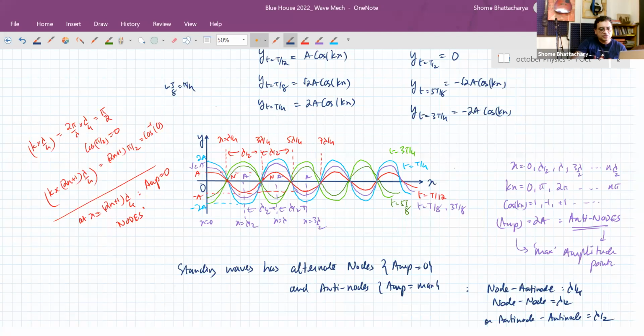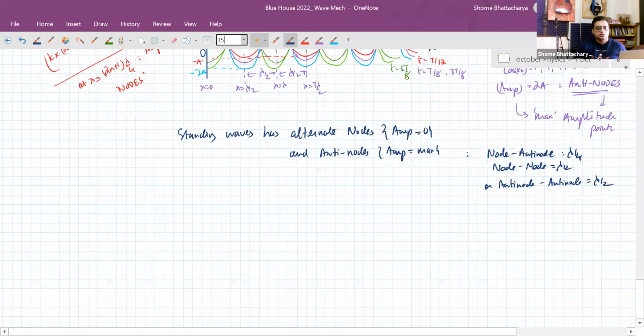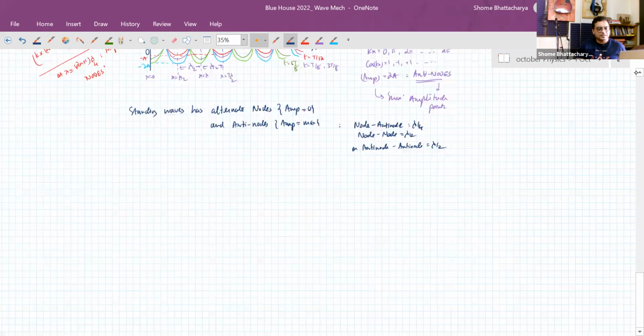Especially this last part, the distance between consecutive nodes and antinodes. Also, you should understand this whole process of drawing the snapshot pictures. That's why I've done a recap of this from the last lecture. Now we'll look at another example.